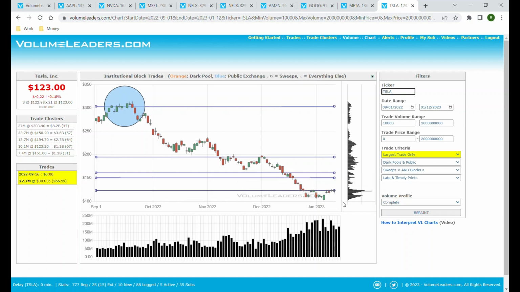So maybe it's bottomed, maybe it's just a bounce, I don't know, but promising, I'd say, at least in the short term. But there's a lot of work ahead. It has suffered a lot of technical damage.